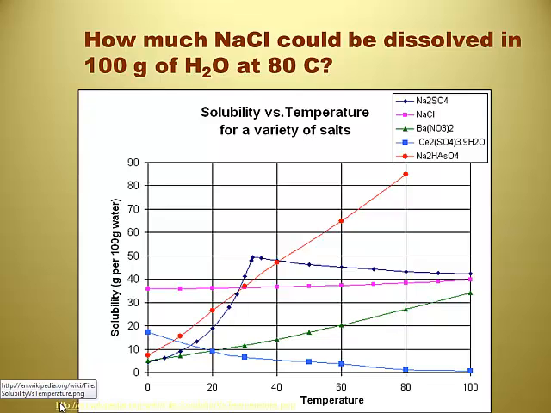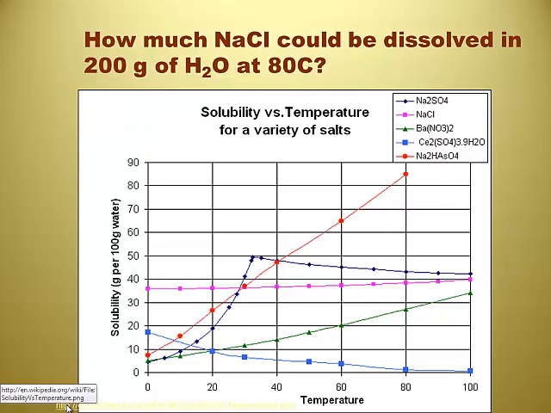How much sodium chloride could be dissolved in 100 grams of water at 80 degrees Celsius? 80 degrees Celsius, sodium chloride, for the pink. Work your way up. There it is. Nope, I'm sorry, I went up to the red, didn't I? Here's the pink. About 39 grams per 100 grams of water. That's exactly what it says there.